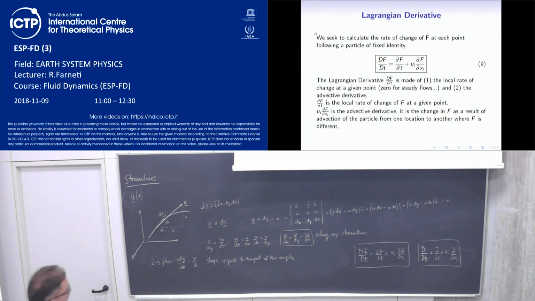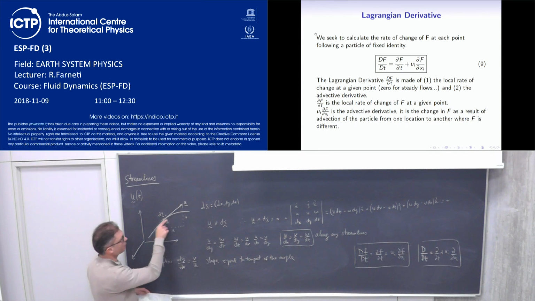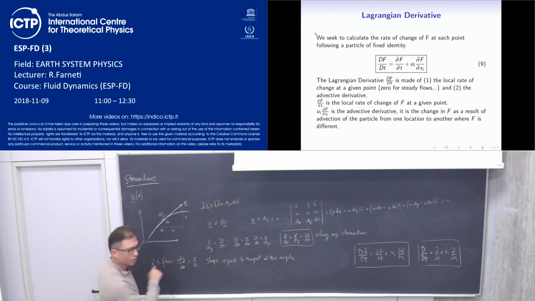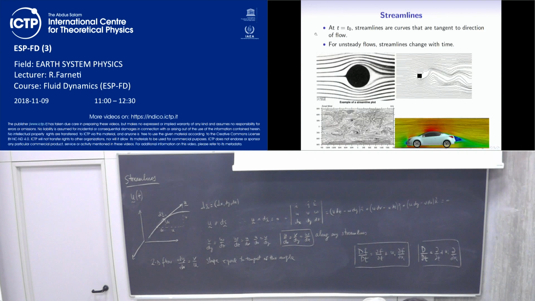Okay? So if you know the vector field u, then you can build your slope dy by dx at any point and any time t, and you can build the coordinates for your streamline. Okay? So you can build your streamline. As long as you know your velocity vector, you know the coordinates for the streamline. And this is what happens if you know your velocity field.